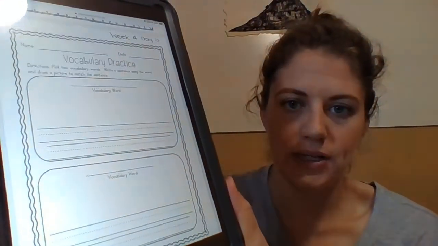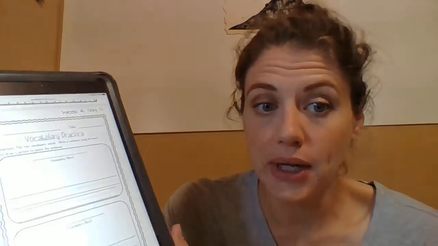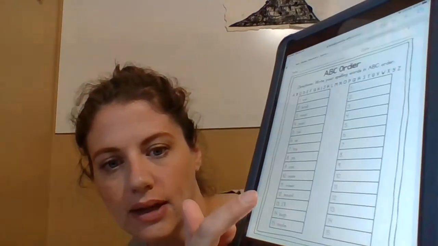All right, so let's go to poetry. Oh, sorry, one more. Vocabulary practice worksheet on the next page, so my bad. You have 2 reading worksheets for today. So your vocabulary practice page, all you need to do is pick 2 vocabulary words. You can use some words that are from our list, like our ABC order list, or just go back through the worksheets that we've done this week and pick 2 words that you want to use in this last worksheet. So write a sentence using the word and draw a picture to match the sentence.